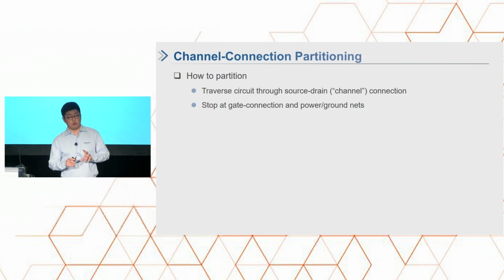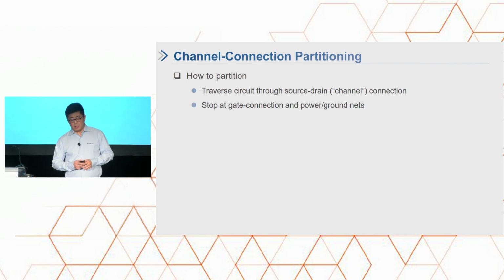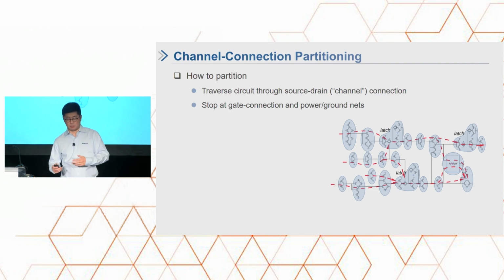A little bit more on how we partition in this static method. Today's talk will be focusing more on this static method. Basically, we traverse the circuit through source and drain connections. This is one way to do it, and I know there are other ways, but this is the one we are proposing.